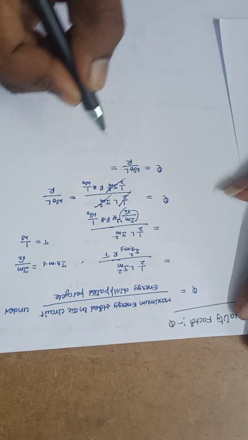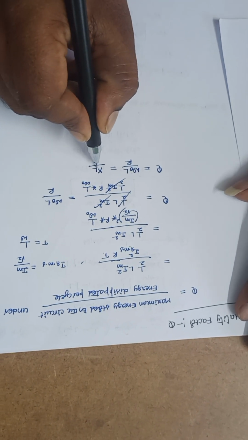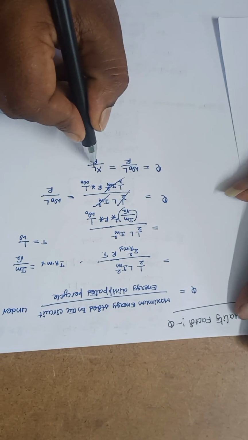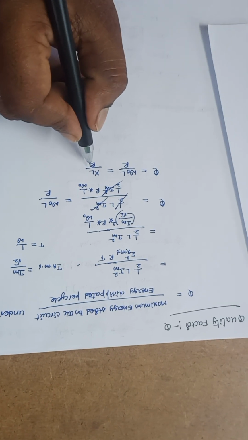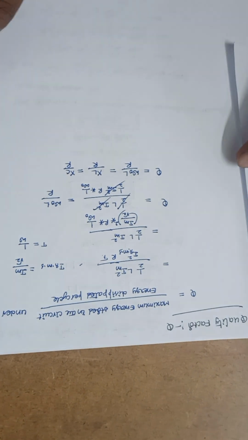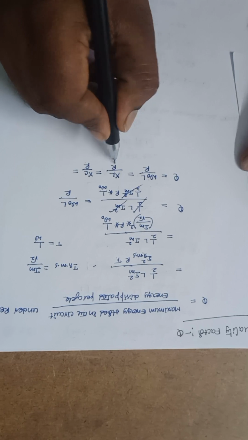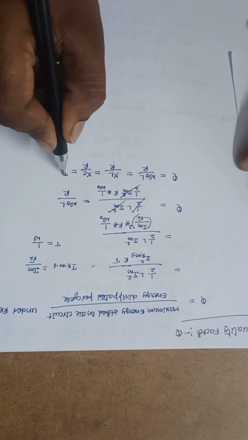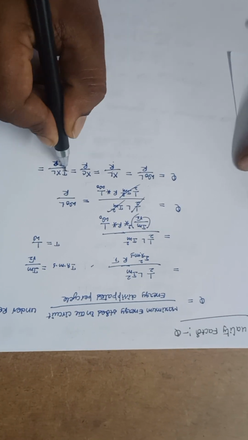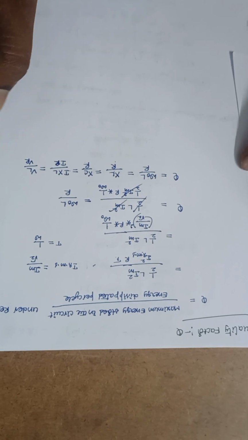And we can also write it as, omega naught L is nothing but XL. Under resonance condition, XL is equal to omega naught L, divided by R. And we know that XL is equal to XC under resonance, so this quality factor can also be written as XC divided by R. If I multiply the numerator and denominator by I, I into XL divided by I into R. I into XL is nothing but VL, the voltage across the inductor, and I into R is nothing but VR.